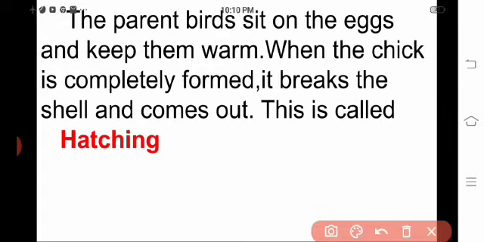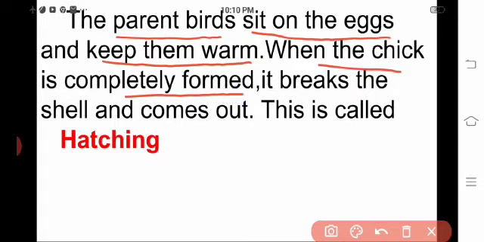The parent birds sit on the eggs and keep them warm. When the chick is completely formed, it breaks the shell and comes out. This is called hatching.